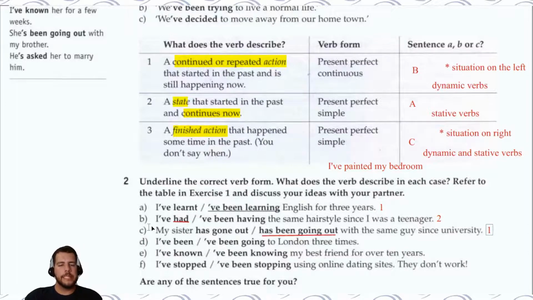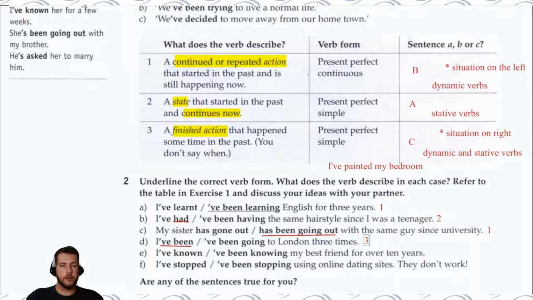Good. Now D. I've been to London 3 times. In this case, I've been to London 3 times. This is a finished action. It happened in the past. We don't know when, and the focus is the result. It's not the time. We don't focus on the time, so this is clearly number 3.